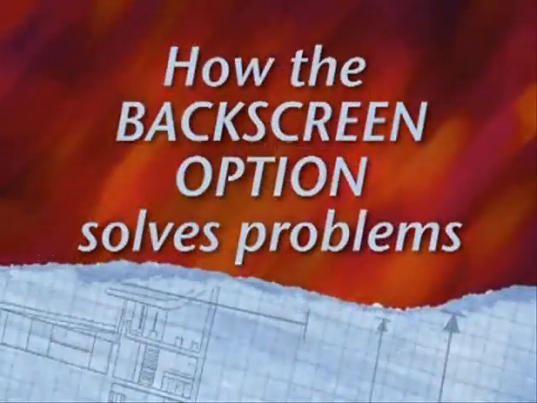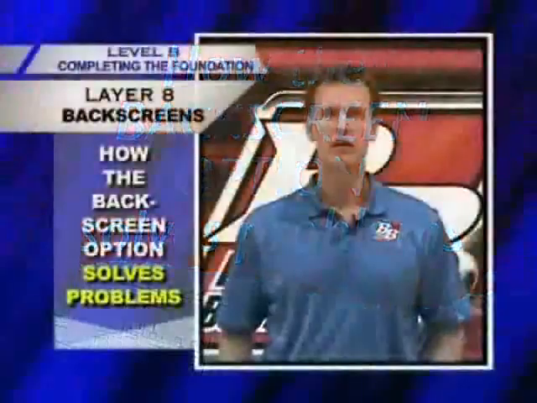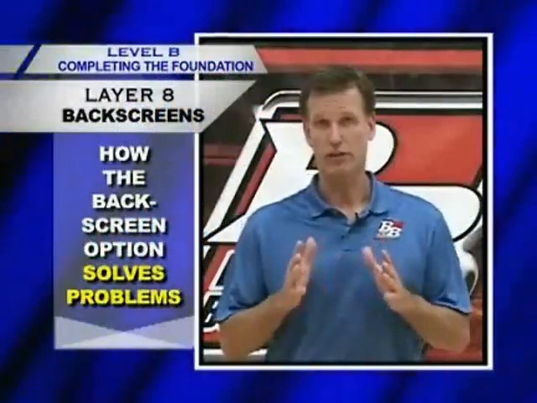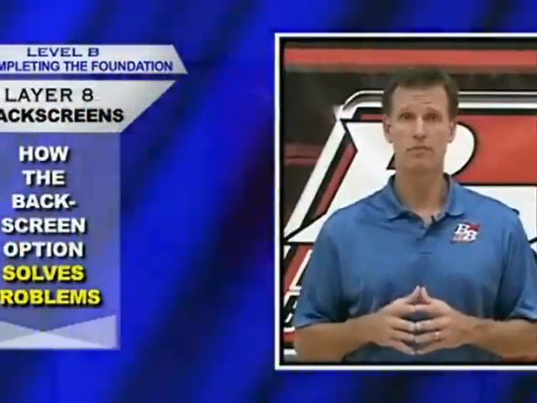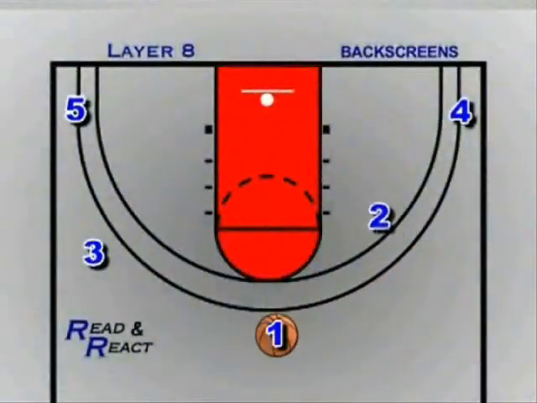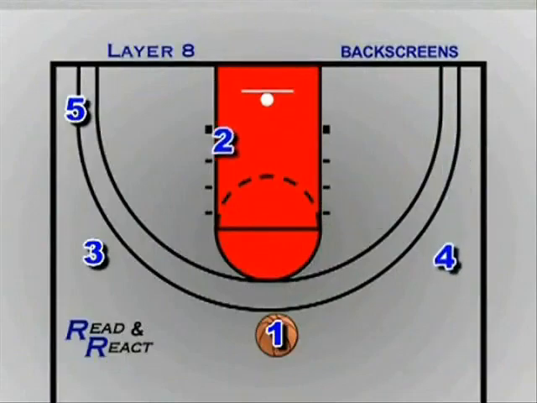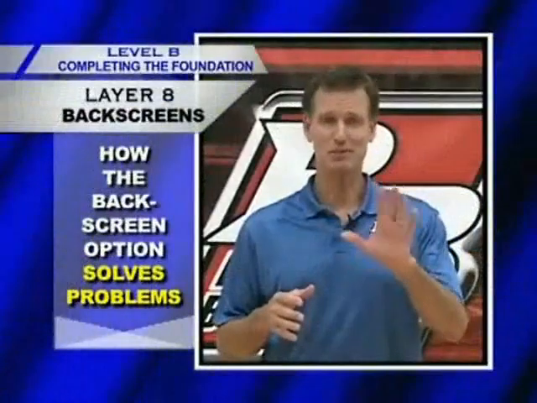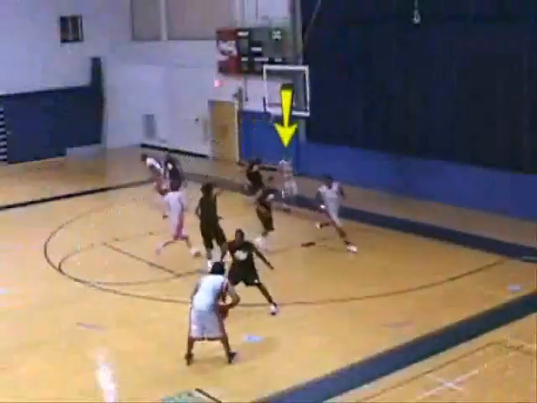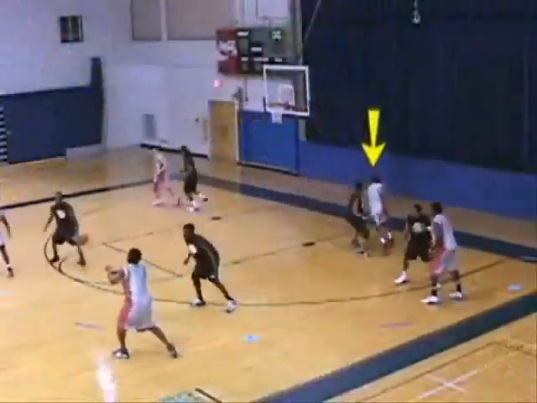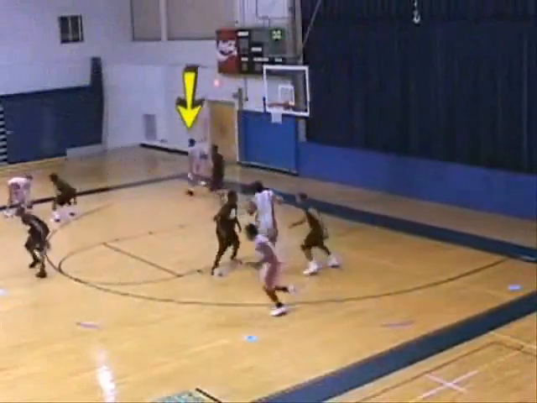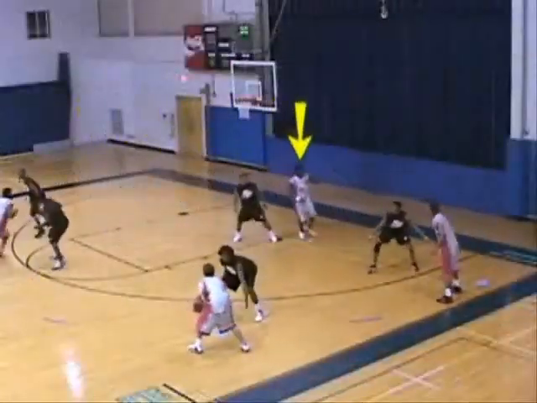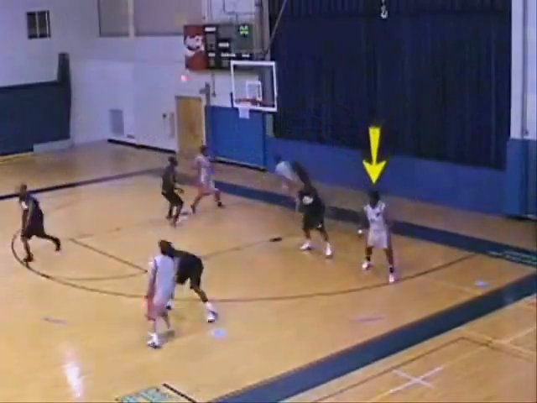How the back screen option solves problems. Setting a back screen while filling out also solves a problem. Sometimes players make mistakes and fill out to the wrong side where there are no empty spots. I know that's hard to believe, but sometimes it happens. If it does, there's no need to panic, turn around, and vacate that side of the floor. Just set a back screen and take your teammate's place.